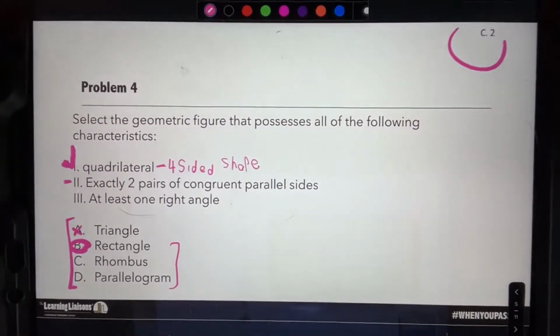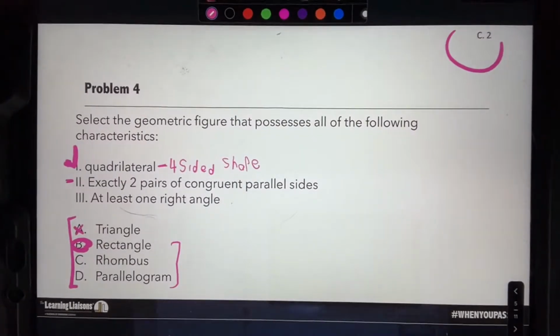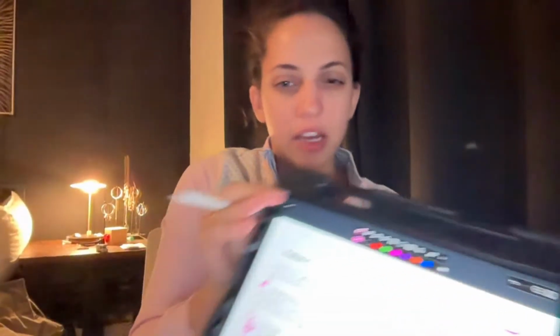Not a rhombus, not a parallelogram, a rectangle. So when we think about what these shapes actually look like, a triangle could look a lot of different ways. We ruled it out because it's not a quadrilateral. Not going to draw that one. But a rectangle, by definition, has to have that right angle, right?